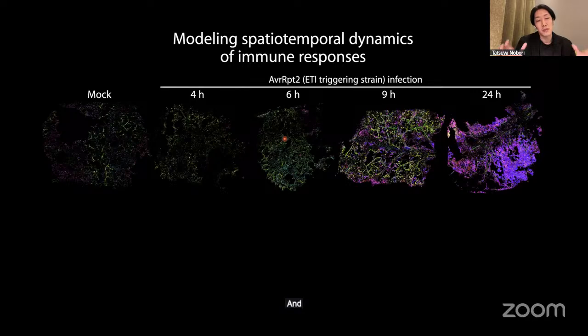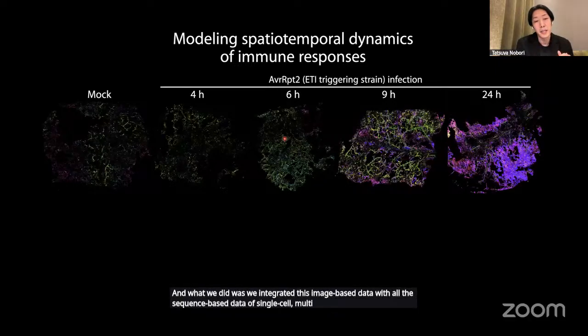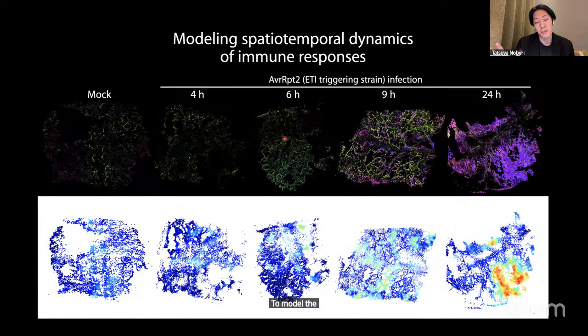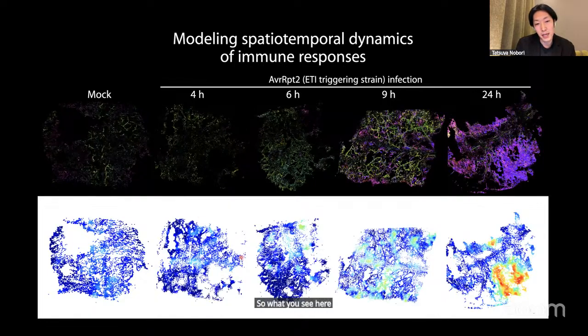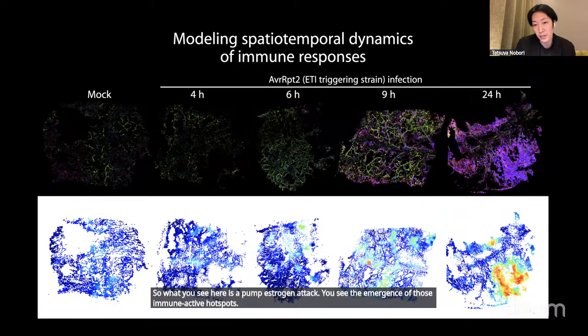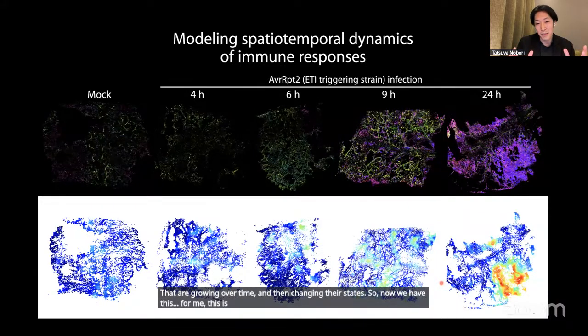And what we did was we integrated this image-based data with all the sequence-based data of single-cell multiome analysis that I showed you earlier to model the spatial temporal dynamics of immune responses at the single-cell resolution with full transcriptome and epigenome resolution. So what you see here is upon pathogen attack, you see the emergence of those immune-active hotspots that are growing over time and then changing their states. So now we have this, for me, this is kind of a treasure map.